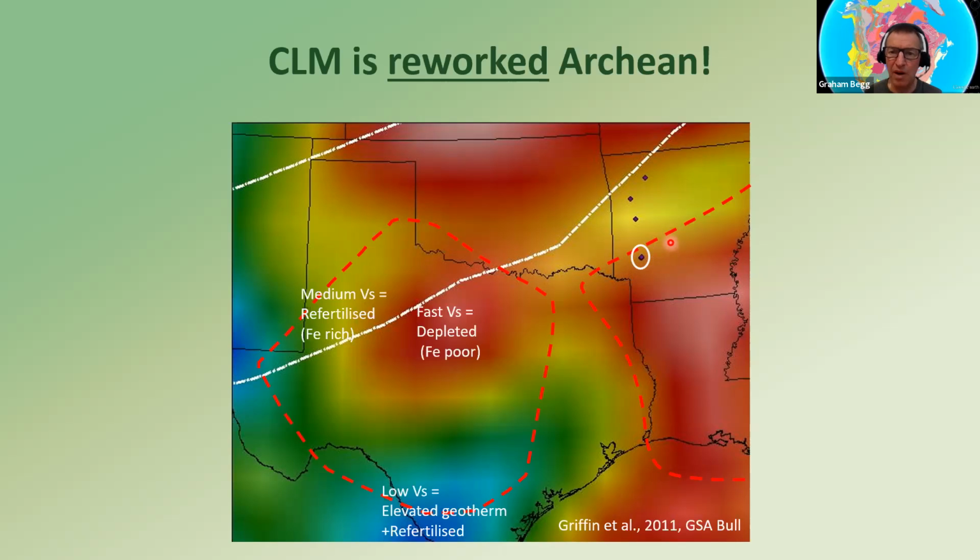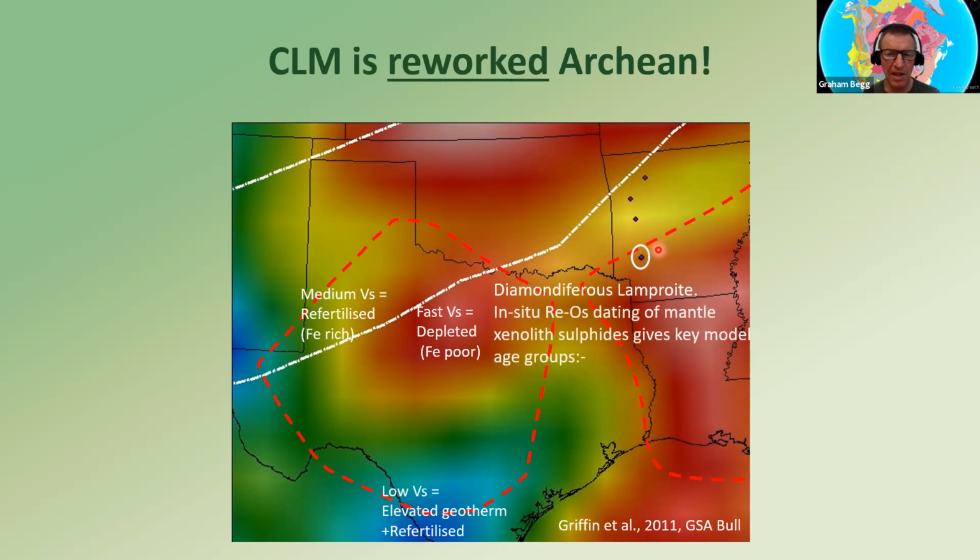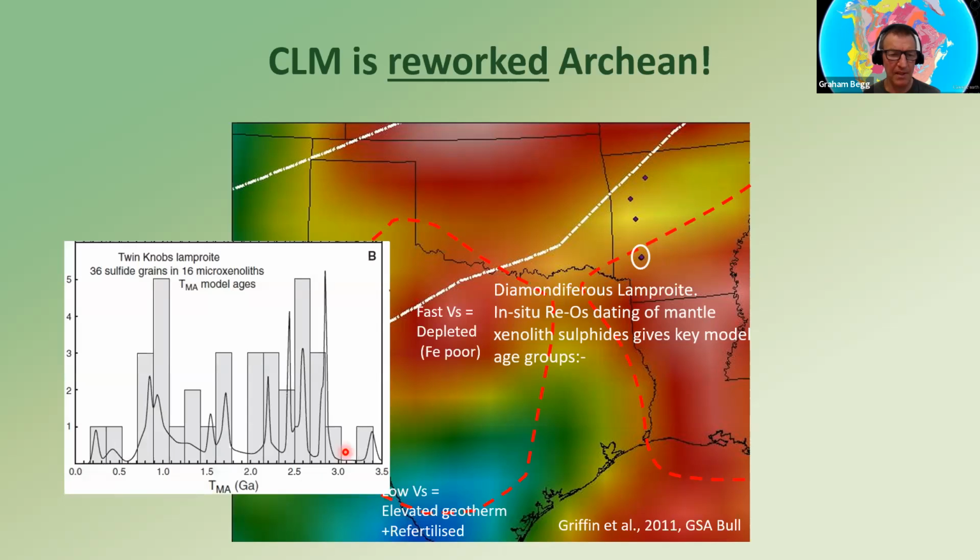These were examined petrographically, and the individual pulses of mantle sulfide were analysed by in situ rhenium osmium isotopes, and that resulted in a series of ages. So here's the model ages from the mantle sulfides, and the oldest ages are Archean, between 2.5 and 3.4. And then there's a second peak here that's around 2 to 2.2 Ga. And then a third peak is in the Mesoproterozoic here.